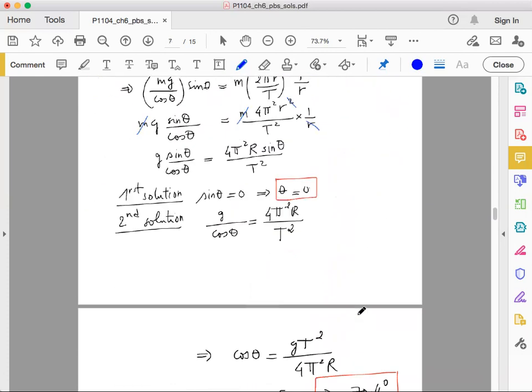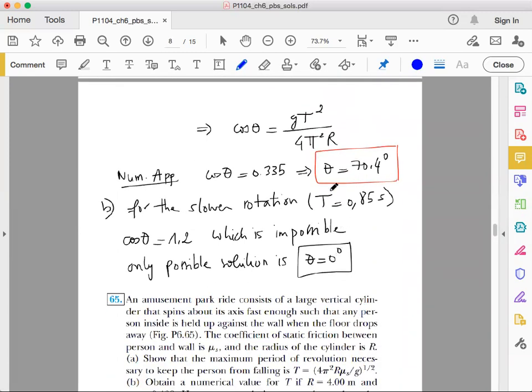But now what we end up with is that if you replace T by 0.85 in this expression, you'll end up with cosine theta equal 1.2. And this is impossible. This is not a solution. So from here, we can deduce that in this case, when the circular wire is rotating slowly compared to part A, the only case for which the bead would be motionless relative to the turning circle is theta equals 0. So that's it for this exercise.